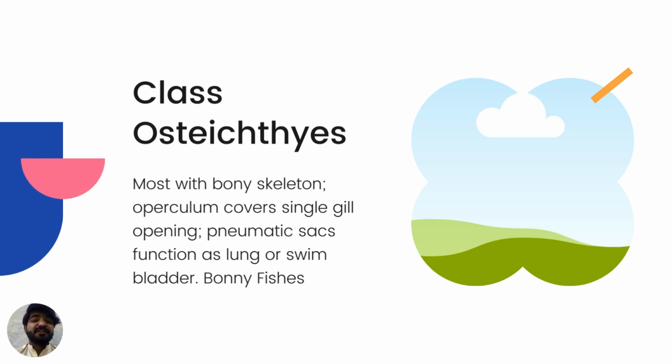Next is class Osteichthyes, the second class, mostly with a bony skeleton. Chondrichthyes were cartilaginous, whereas Osteichthyes are bony. They have an upper operculum cover with a single gill opening. They do not have multiple openings like the previous ones. Pneumatic sacs function as lungs or swim bladder. In fact, lungs first appear in fishes among the living vertebrates. It means that they are all bony fishes.